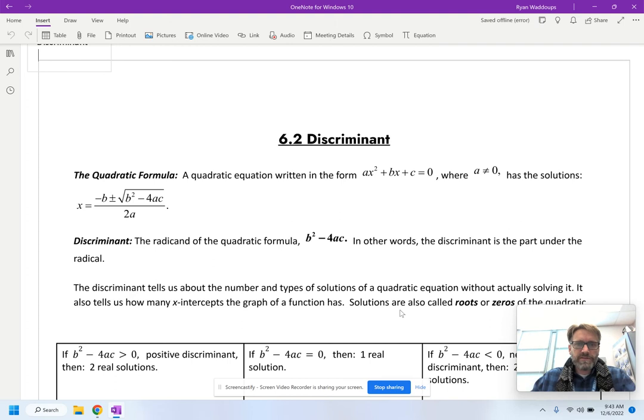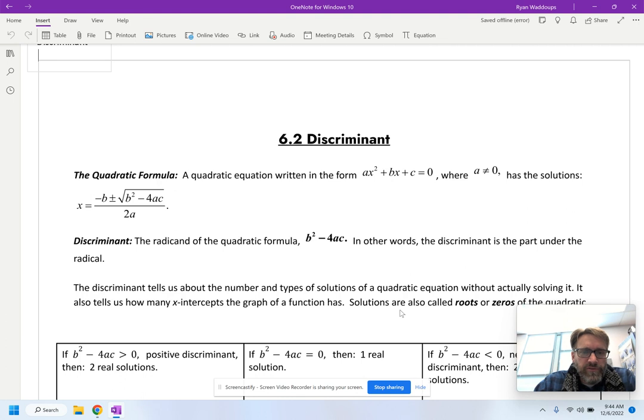Hello, welcome. This is a lesson on the discriminant, and we'll explain what that is here in just a second. First of all, the quadratic formula is used to solve quadratic equations.